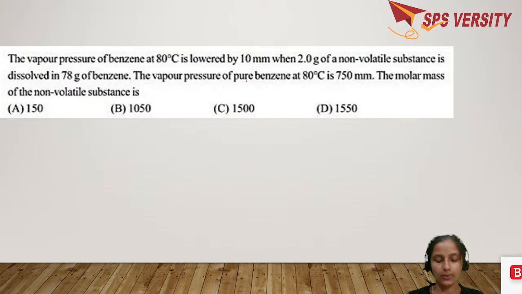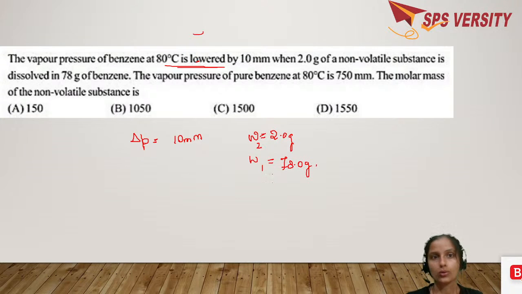The next question. The vapor pressure of benzene at 80 degrees Celsius is lowered by 10 millimeter when 2 gram of a non-volatile solute is added. So delta P they have given is 10 millimeter of mercury. The mass of the solute added is 2 gram, W2. The weight of the benzene is 78.0 gram. The vapor pressure of pure benzene, the P naught value, they have given as 750. So what you are supposed to find out is M. How do you do this?